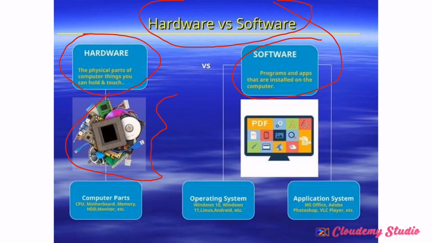So we have the processor there. I can see the USB cable. I can see the fan. I can see the hard disk. I can see the lamps. I can see the motherboard. I can see some cables. So all these things that you can touch and see are the hardware.